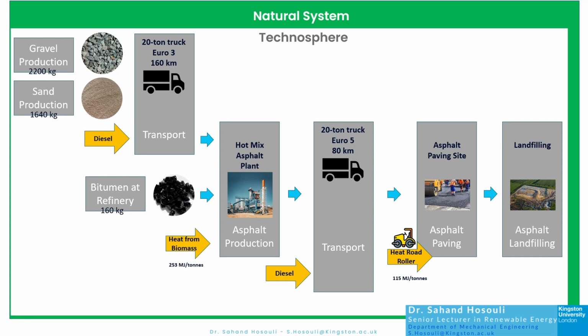On this asphalt paving site, what is needed is a heated road roller. Usually the heat input to this site is going to be around 150 megajoule per ton. I got the number from an article. Now after paving the road and providing an asphalt road, it's going to serve for a specific period of time, and it's going to end up in landfill, which is the last phase of my case. So this is a general idea of my case. Now I know what my life cycle assessment scenario is going to be.